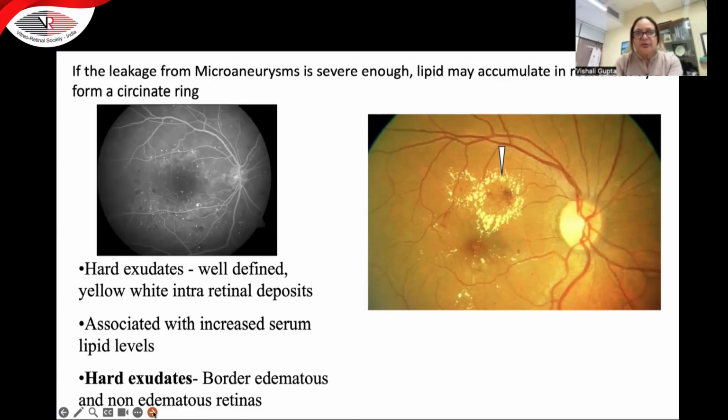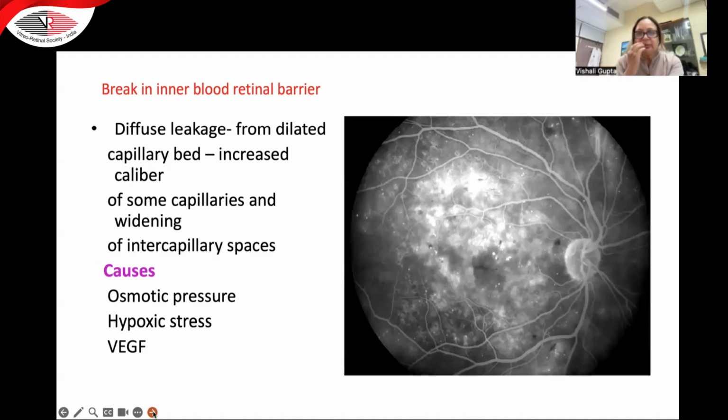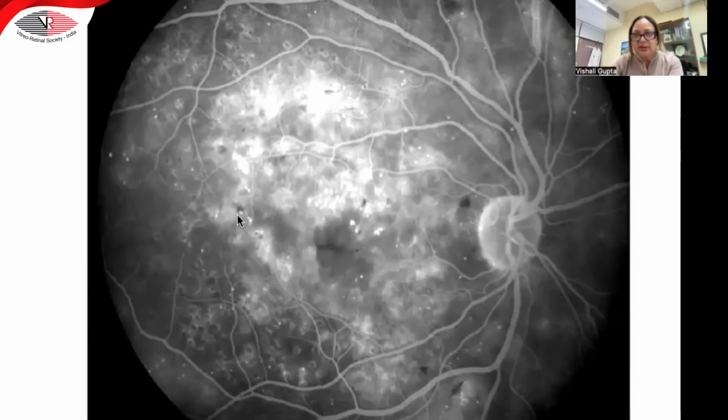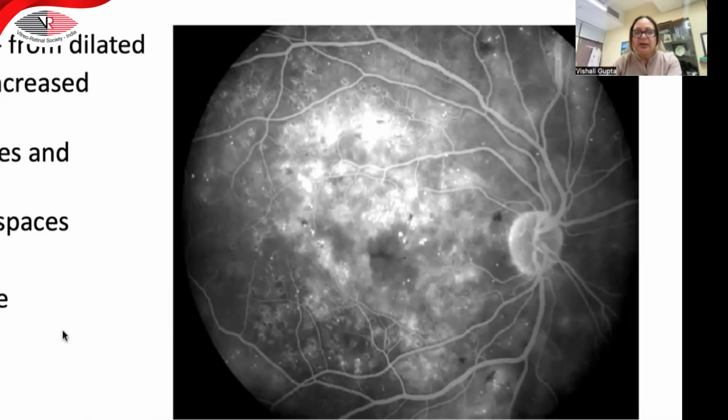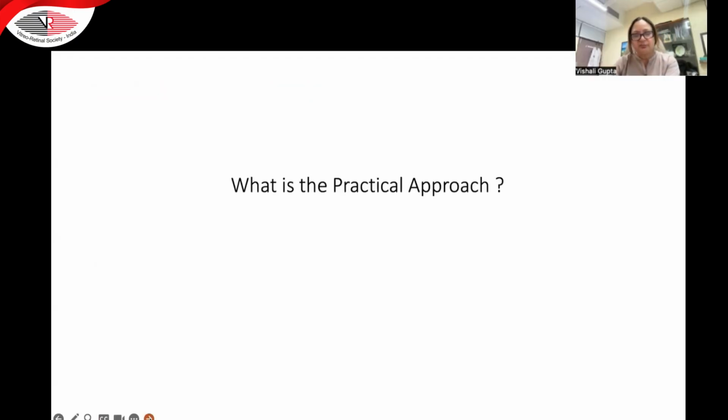If you do fluorescein, you will be able to see these microaneurysms very nicely. The second thing is breakdown in the inner blood-retinal barrier, which causes a diffuse leakage from the capillary bed. As you can see here, there is some leakage from the microaneurysm, but there is a diffuse leakage in the background. That happens because of changes in osmotic pressure, hypoxic stress, as well as VEGF. Now we know there is macular edema.